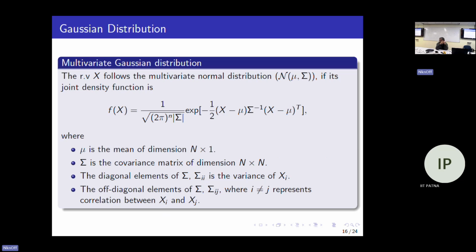Sigma is an n cross n dimensional matrix, which is symmetrical, because the correlation between x1 and x2 will be the correlation between x2 and x1. So it is symmetrical. And then diagonal terms represent the variance, and off diagonal terms represent the correlation. Now let's see. Suppose we have a two-dimensional Gaussian distribution.